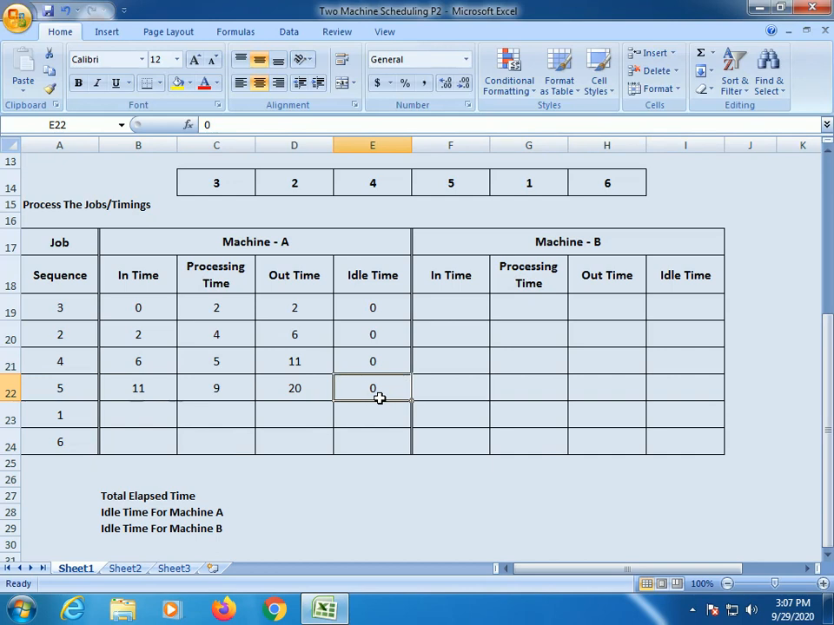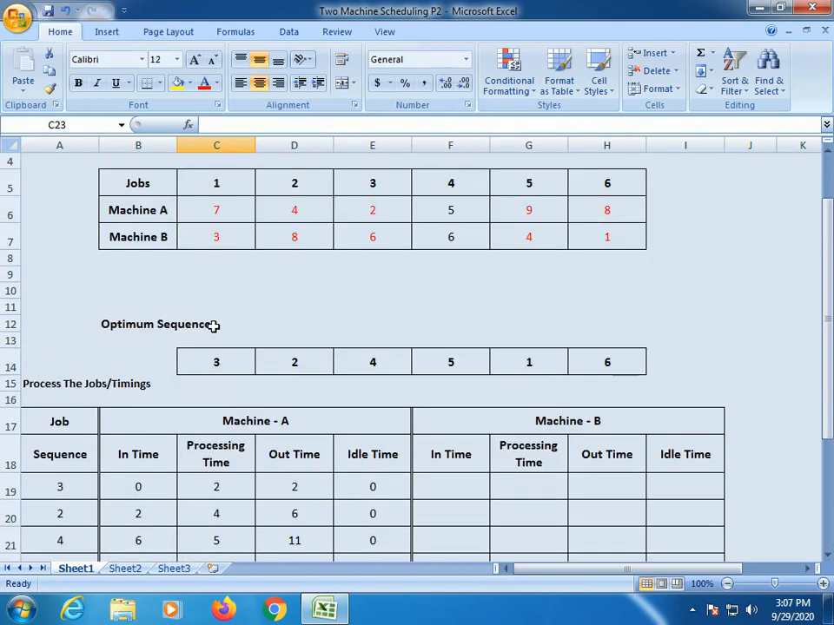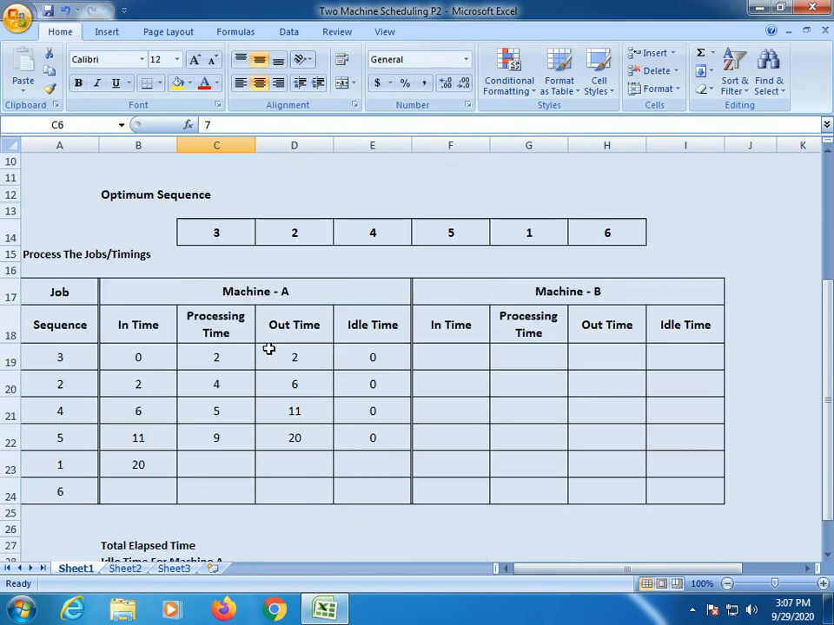So machine A didn't wait for a job, already there was a job ready to perform. Okay, and next at 20 hour we have completed the job 5 on machine A. Then at the same 20 hour we can perform the next job. And what is the processing time? So this is job 1. So job 1 processing time relating to machine A is 7 hours.